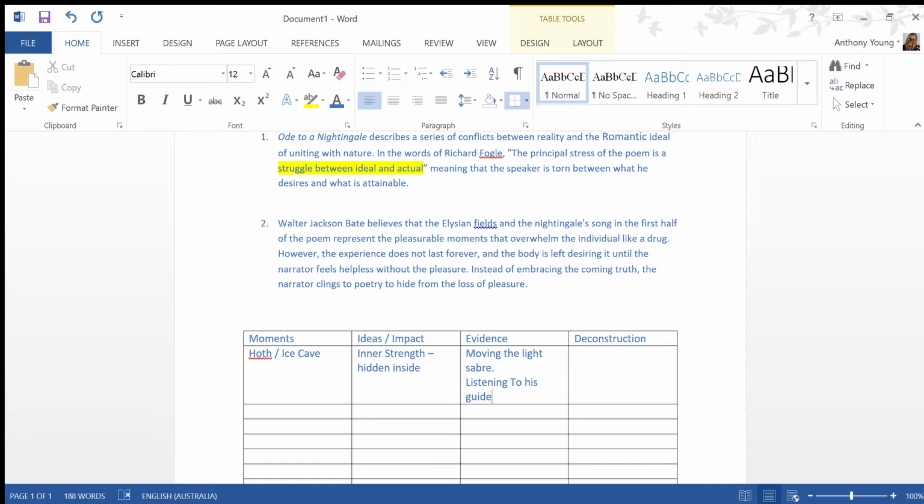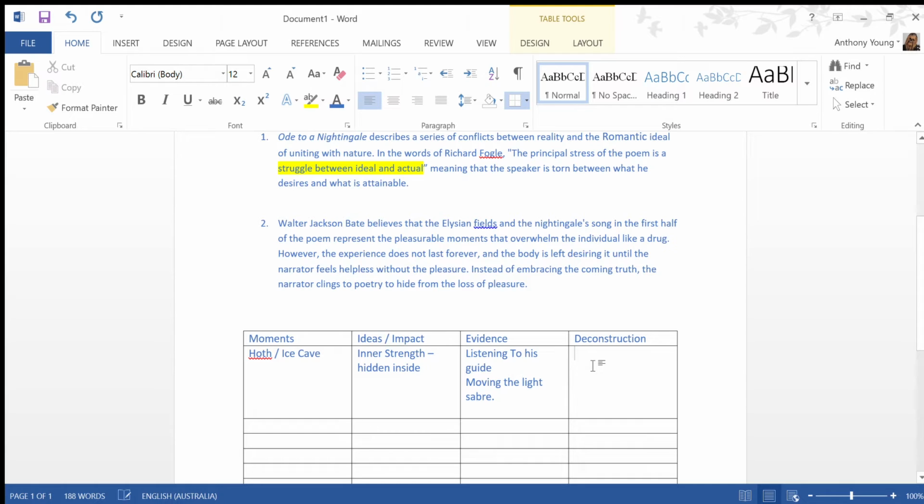So I'm keeping it just as a specific moment. So I've got the broad scene, Hoth and the ice caves. I've got the impact that it has. Once I finished that scene, I knew that he had some inner strength. I knew that it was hidden deep inside himself and he could draw on it. And I've talked about 2 moments of evidence, moving the lightsaber, listening to his guide. Those actually happen in the other order. So I'm just going to pick that up and move that, or at least I talk about them in the other order, but you get the idea.